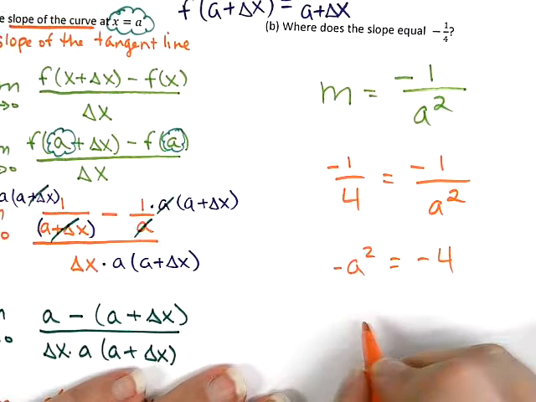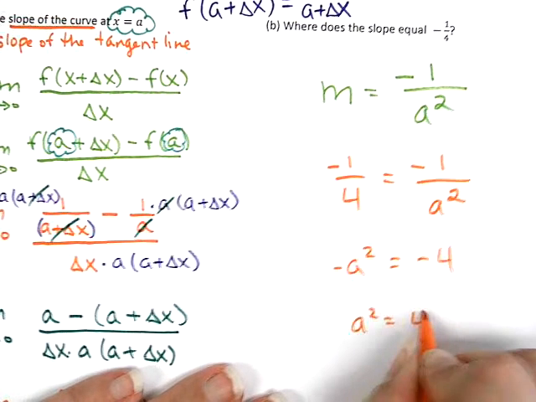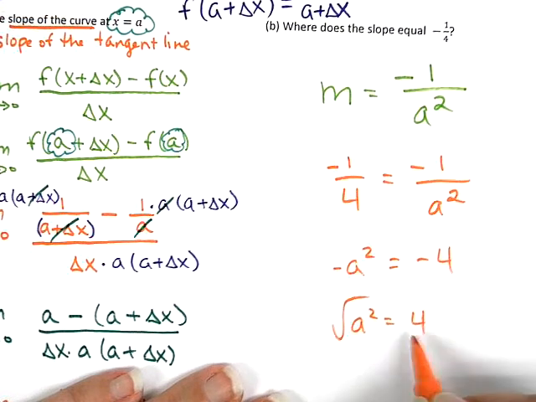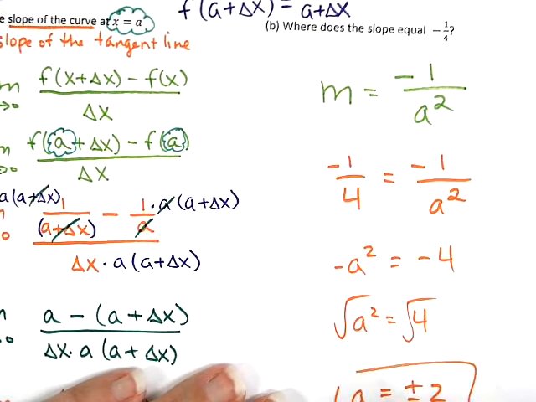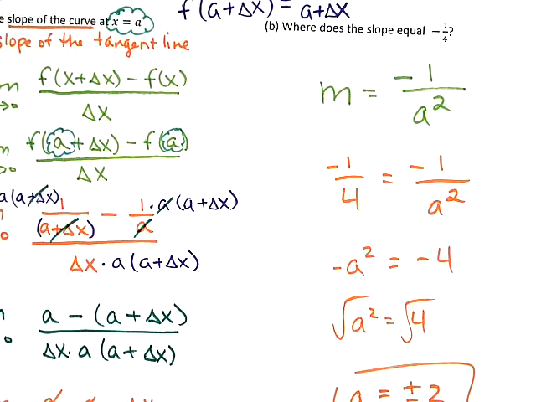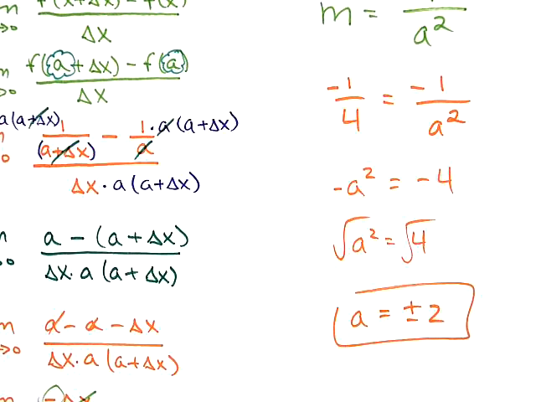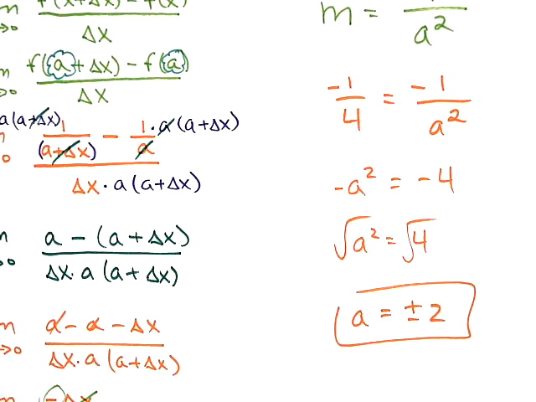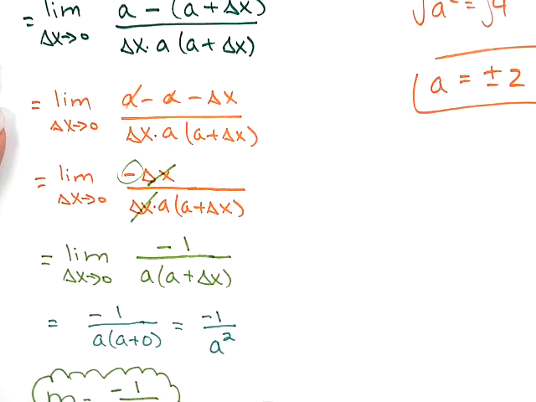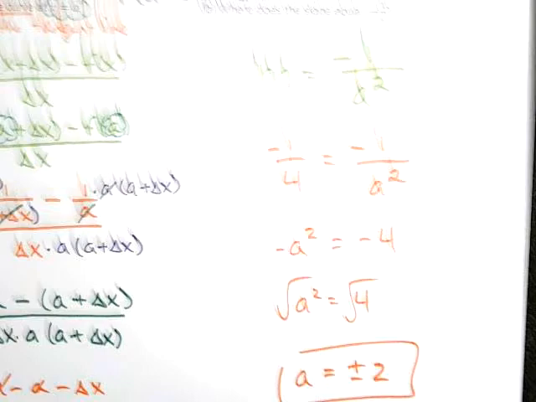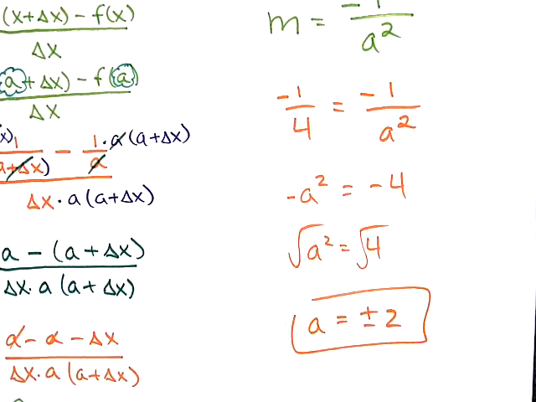Divide by a negative 1, and we get a squared equals 4. Take the square root, so a is going to equal plus or minus 2. So at either x equals 2 or at x equals negative 2, we will have a slope that's equal to negative 1 over 4. But see how nice and easy that was once I found this general formula down here, right? So all this nasty work that I had to do got me a formula, and now I can find the slope at any point. Now I can just plug it in, right?